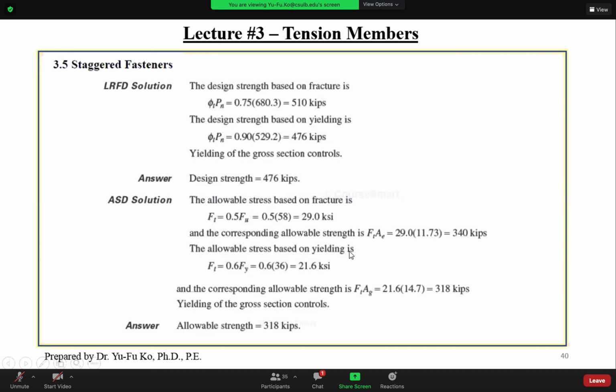It's not like that. Like I say in chapter 2, if you stick with the LRFD, you have to use the LRFD to design your project. You cannot mix both. So it's not like 476 and 318, you pick the minimum. It's a different design philosophy, okay? Because like I said, the demand is different. For LRFD, your demand is factored loads. ASD, your demand is service loads. So they are totally different design philosophies. So LRFD is one solution, and ASD is another solution.